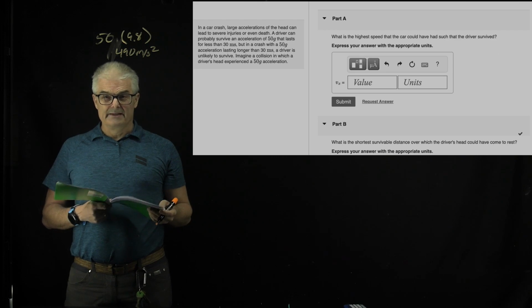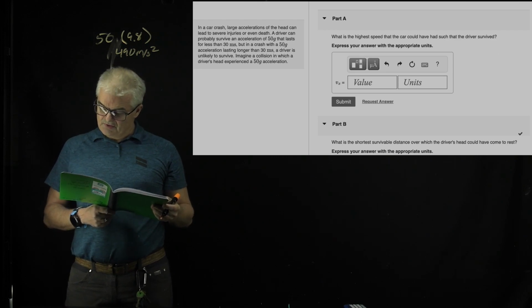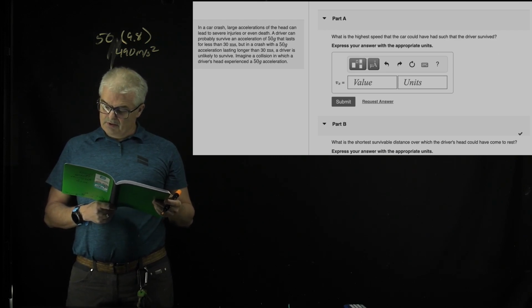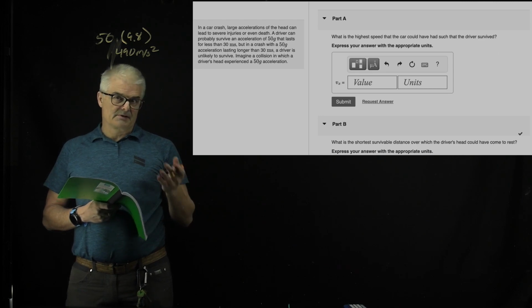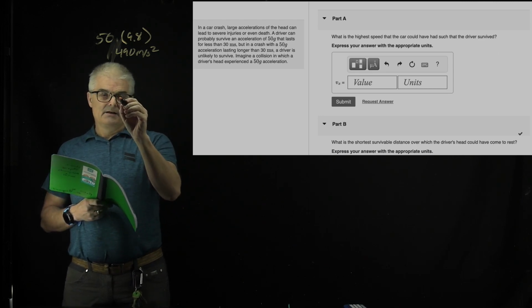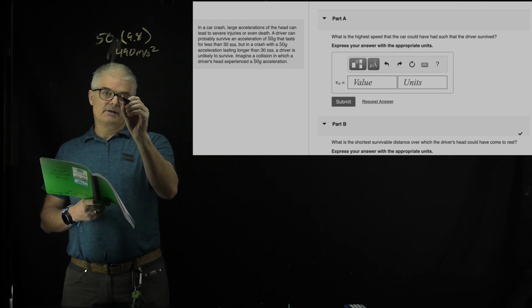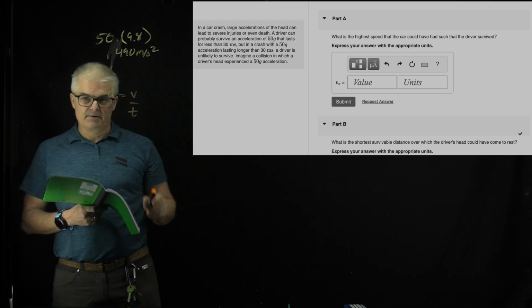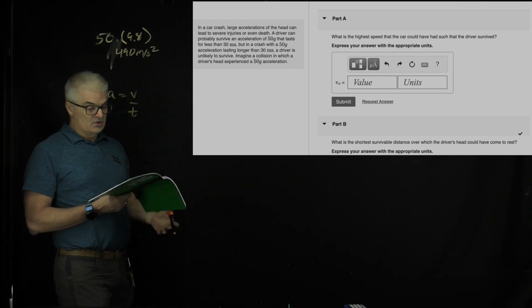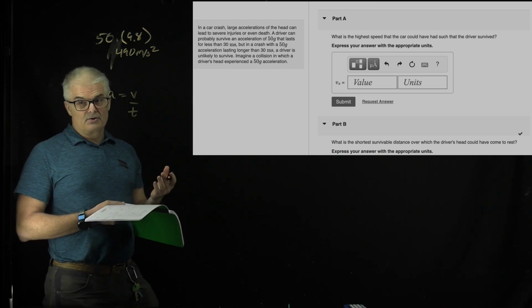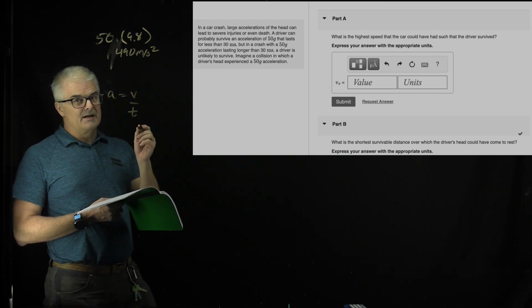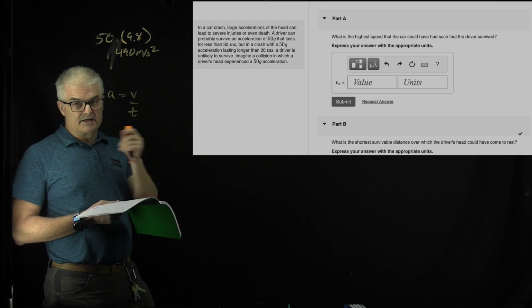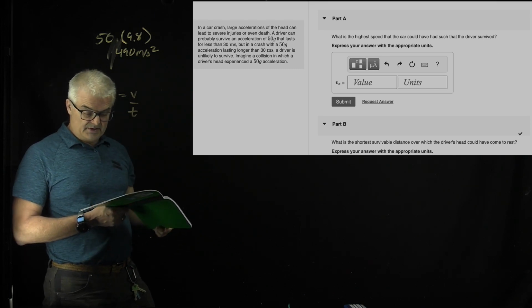So that's what it's really getting at, is what you're going to use. And then what you want to do is figure out what's the maximum acceleration, part A. And you know the acceleration is velocity over time. So if you know that, you can solve for the answer to the question. Note that the time is given in milliseconds, so you're going to have to do a conversion on that one.